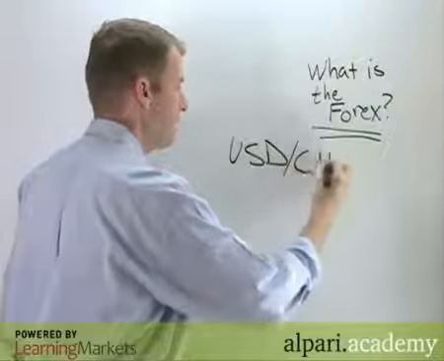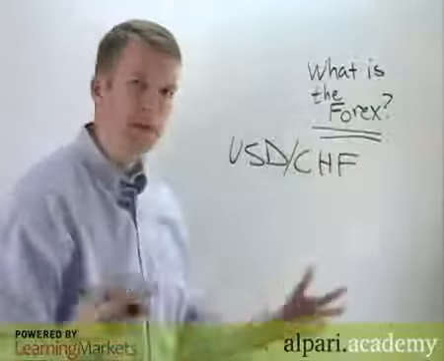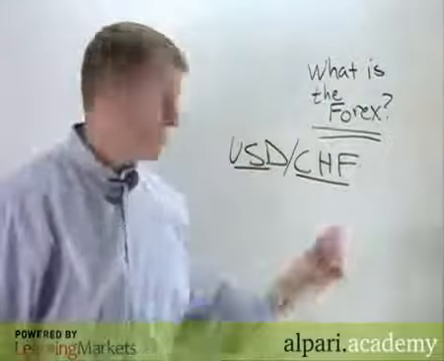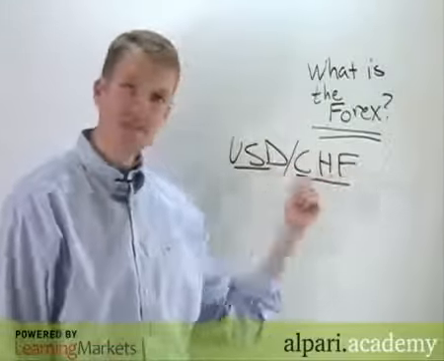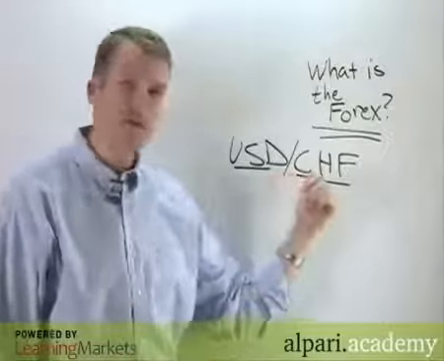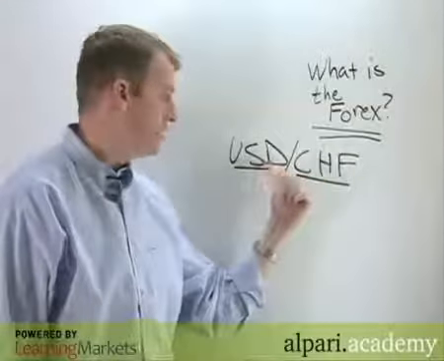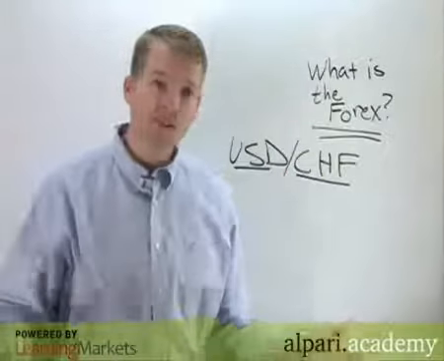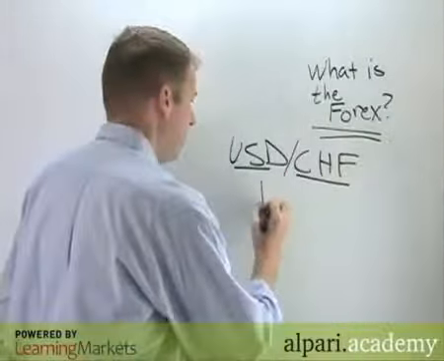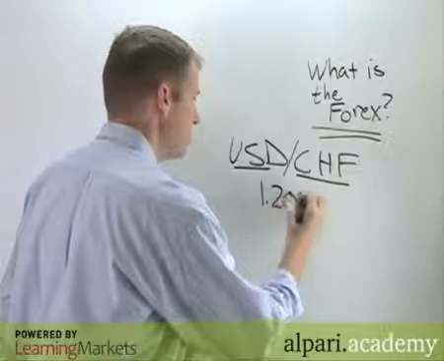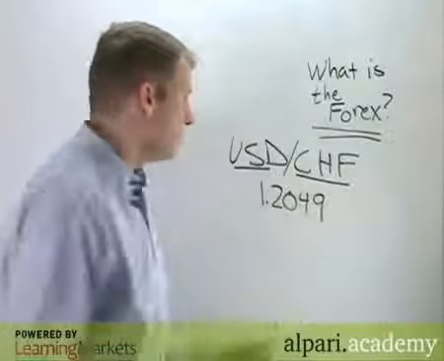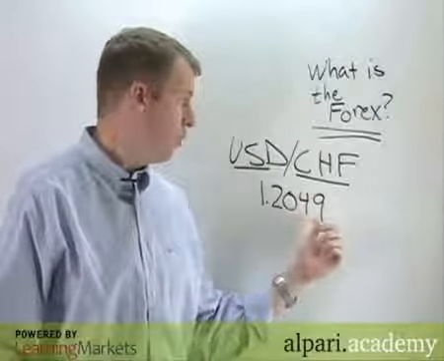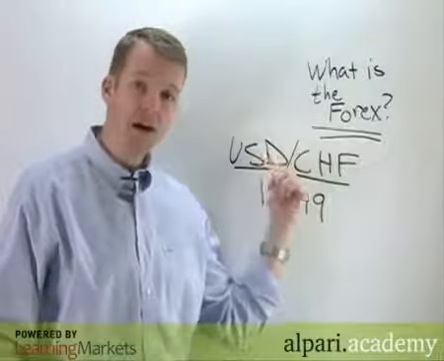Let's say that you live in the United States and you're planning to go take a vacation to Switzerland. That means that you're going to have to convert some spending money, right? So you're going to be converting some dollars into francs. This is the symbol for Swiss francs, and this is the notation you would see when you're talking about a Forex pair. This is the dollar compared to the franc. Well, what is the exchange rate for the dollar franc? Well, let's say it's 1.2049. What that means is, it costs 1.2049 francs to buy a dollar.